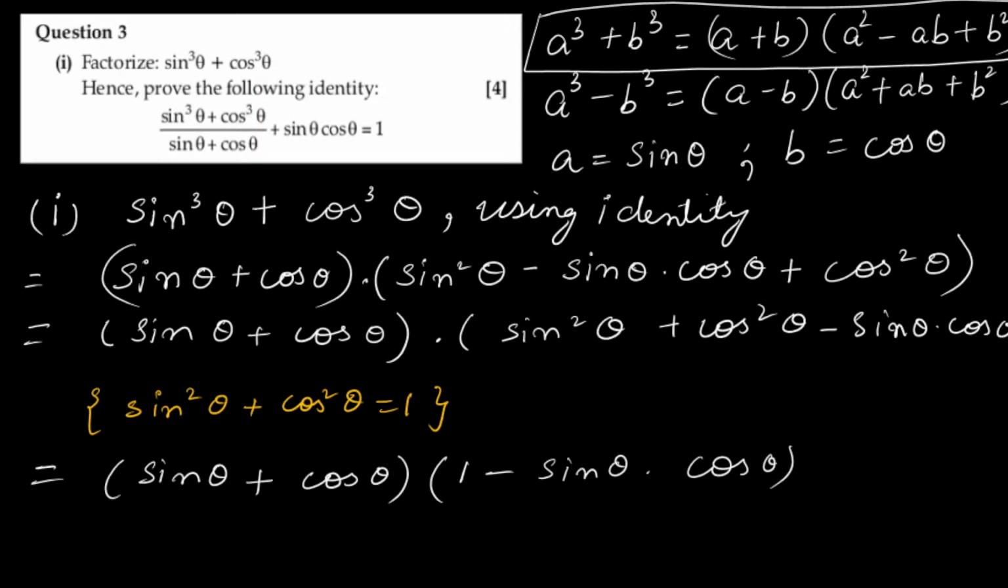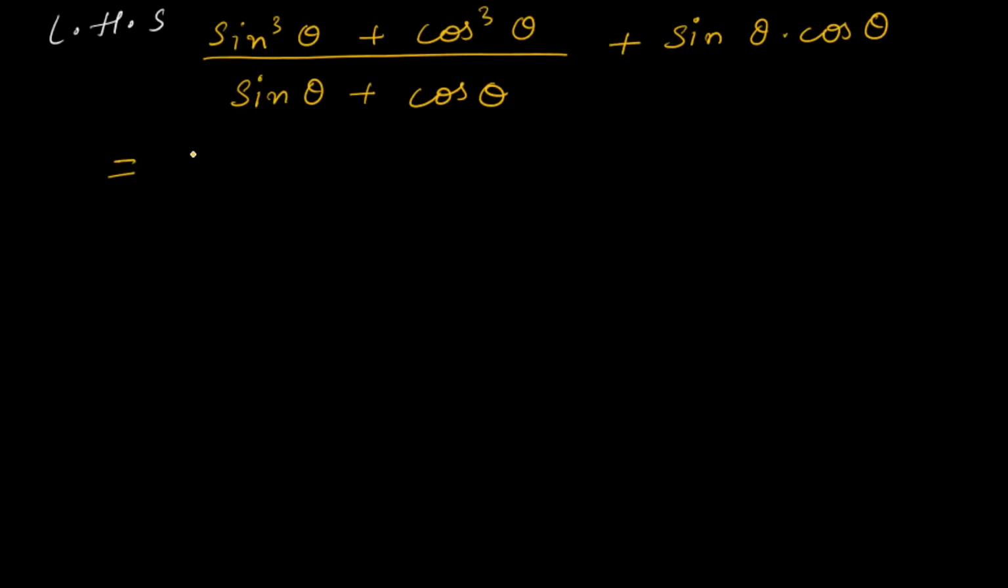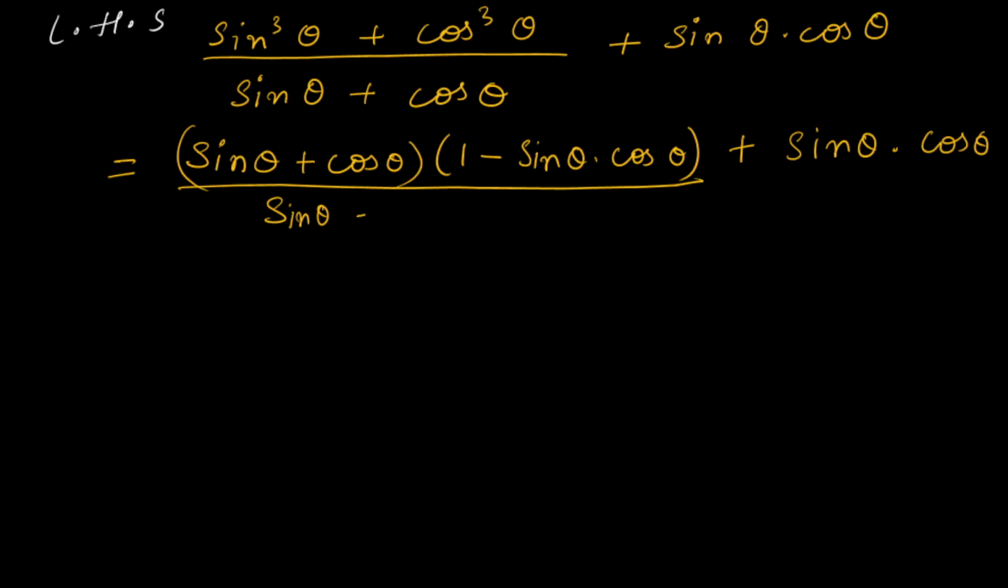So I have gotten the value of sine cube theta and cos cube theta, this one. I will just substitute it here while solving the left hand side. I'm going to write sine cube theta plus cos cube theta. I can write its value as sine theta plus cos theta into 1 minus sine theta into cos theta, from the first equation, plus sine theta into cos theta, and here we have the denominator also, sine theta plus cos theta.